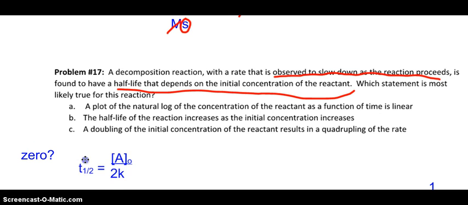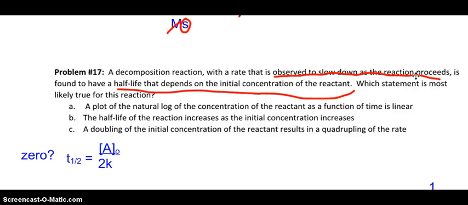Zero order. Well, I wrote down the half-life equation for the zero order because I'm looking at the second important piece of information. The half-life depends on the initial concentration of the reactant. Well, it does. So what about the first part? Observed to slow down as the reaction proceeds. What does it mean when the reaction proceeds, that the concentration of your reactant will typically change? Okay, it's probably going to be used up. So what happens as you use up your reactant? Does it slow down or not?